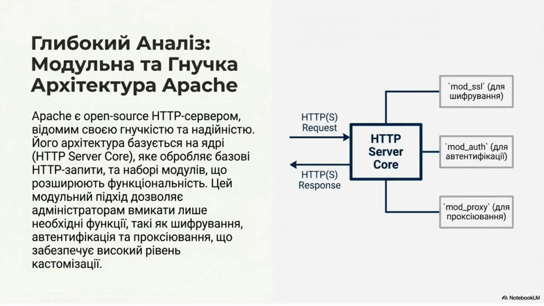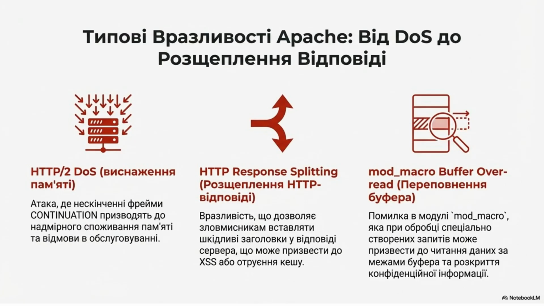Apache is an open-source HTTP server known for its flexibility and reliability. Its architecture is based on a core that handles basic HTTP requests and a set of modules that extend its functionality. Typical Apache vulnerabilities include HTTP/2 DoS, leading to memory exhaustion, and HTTP response splitting, which can cause XSS or cache poisoning. There are also buffer overflow read issues in modules like mod_macro.